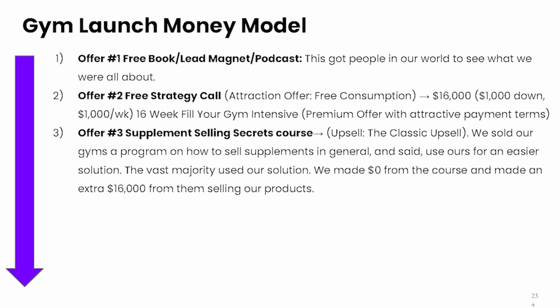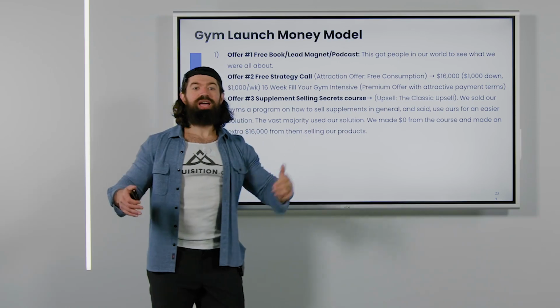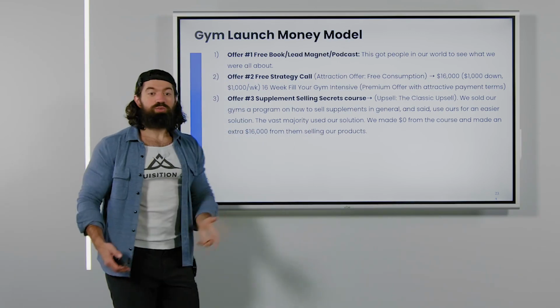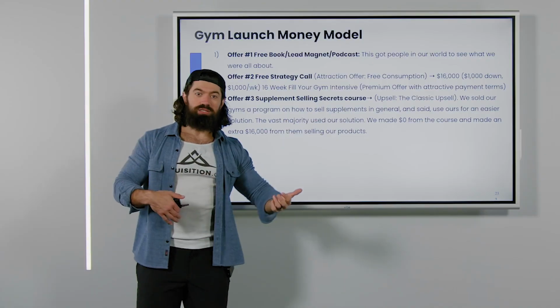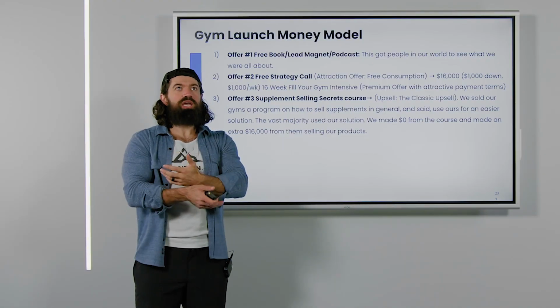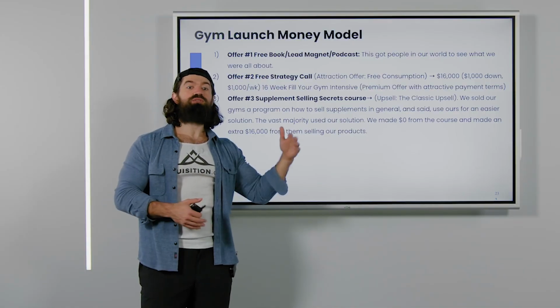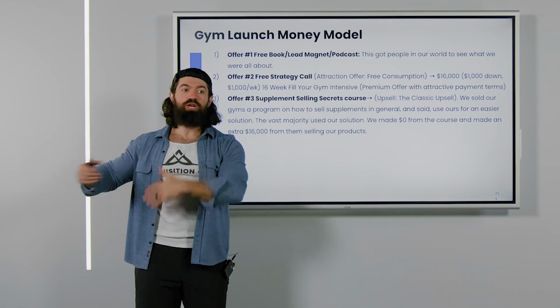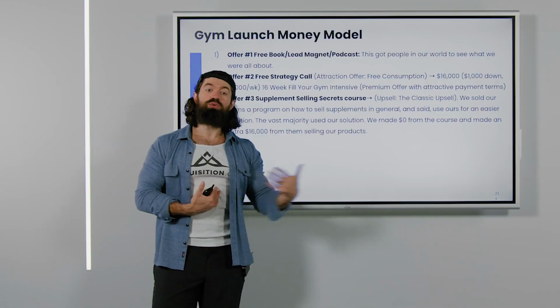Now, offer 3 was the supplement selling secrets course, or training. This was free. All we had to do was get them to buy products. We'd give them the training for free, and then we would get them to sell the products. We explained how they would make more money selling these products and why they were specifically made for gyms. And I had price protection that no other company would offer. They got to use basically backdoor links for their customers so that they were the good guys rather than me being the good guy.